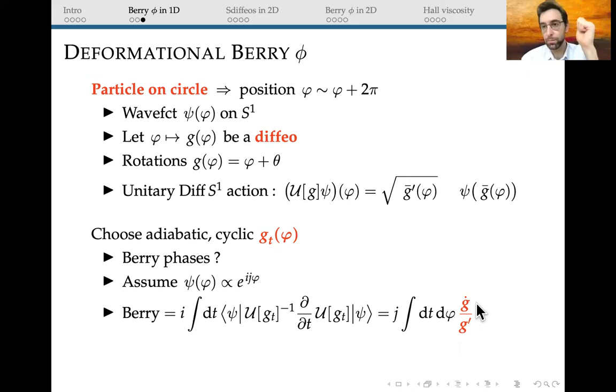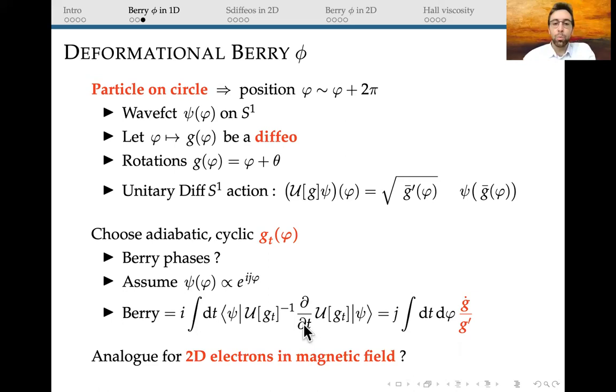Before actually turning to that, we can start asking what's the analog of this entire construction for electrons in two dimensions, say in a plane, in a strong magnetic field. What I want to do now is to define an action of deformations on electronic wave functions in the plane. Again, before proceeding, let me ask if there are any questions.